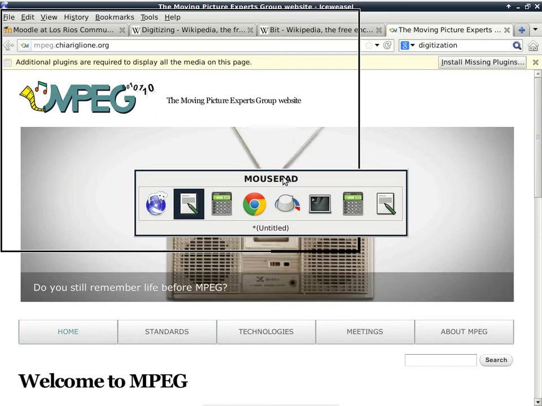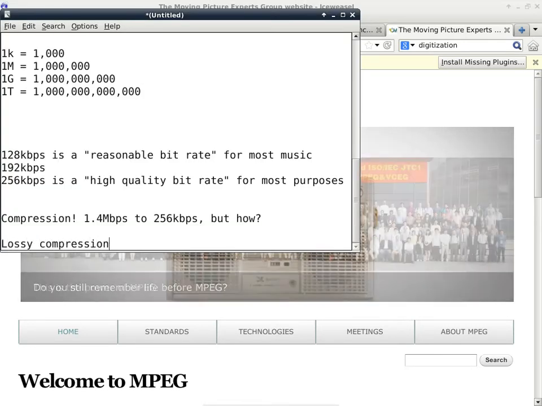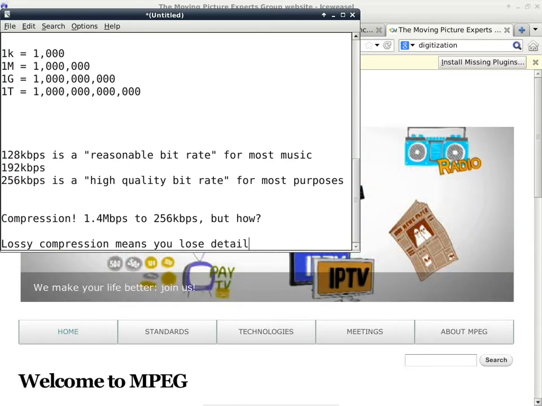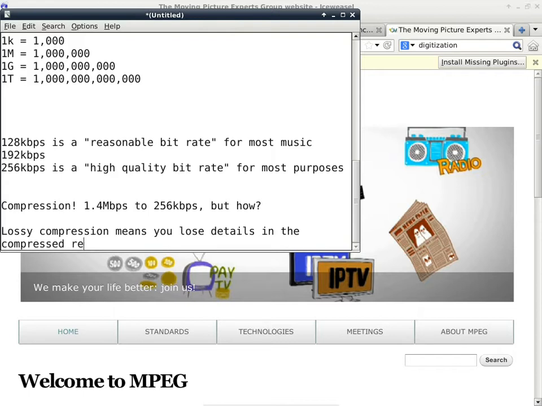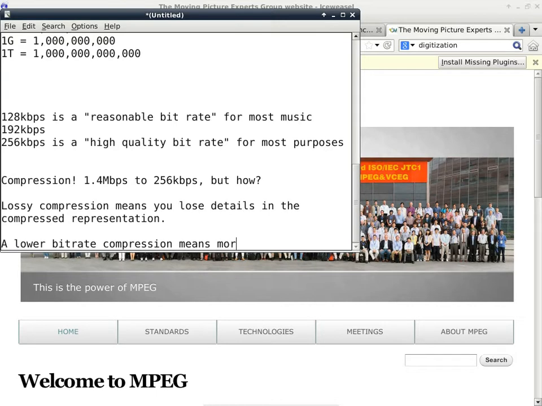Would the lost information be significantly noticeable? That depends on how far you want to compress it. Okay, so lossy compression means you lose details in the compressed representation. A lower bitrate compression means more details lost.